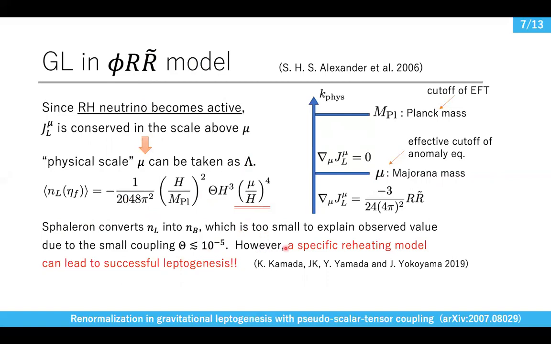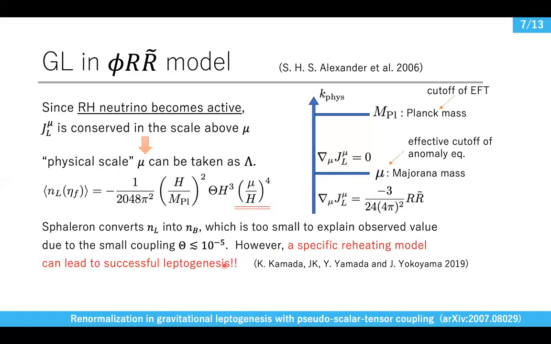However, if specific reheating occurs, we can explain the observed baryon asymmetry within this model. For example, with a Hubble constant of about 10^13 GeV and this Majorana mass of about 10^16 GeV, then if reheating has a temperature of about 10^7 GeV, you can obtain a baryon asymmetry comparable to the observed value. So this is what we have found in previous work.